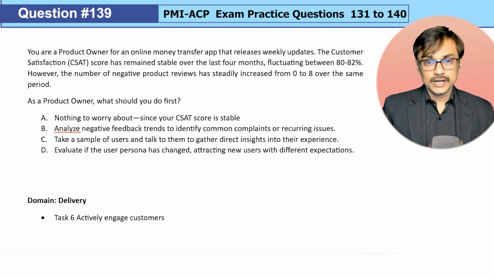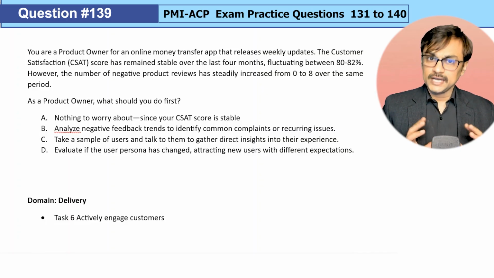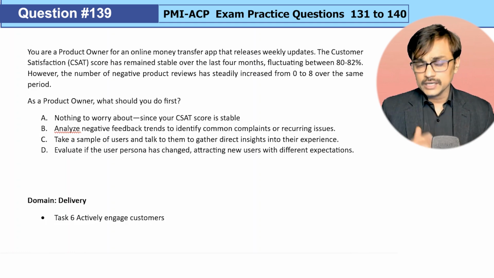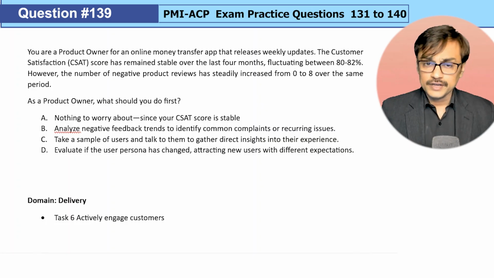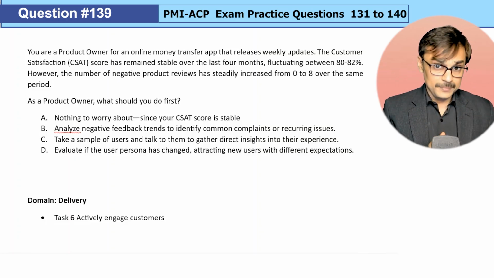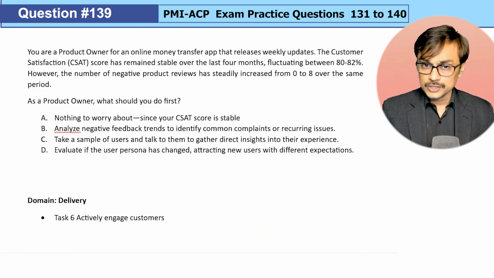So I can't rely on CSAT alone to give me the real picture of what is working, because I might still be making a percentage of the population happy. That is clearly coming out in CSAT, but the unhappy population could be significantly unhappy, which is not clearly visible and comes as part of the negative review feedback. So let's see the options. As a product owner, what should I do first? I need to do an analysis, figure out what is happening in the rest of the population. I can't just ignore it.